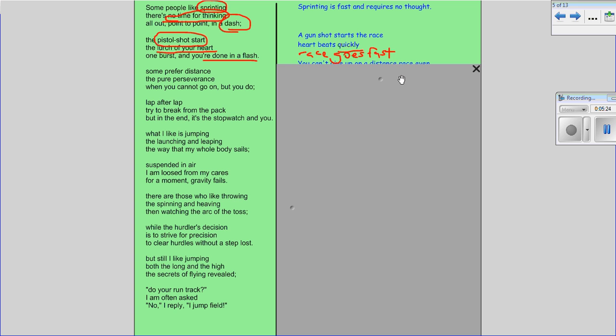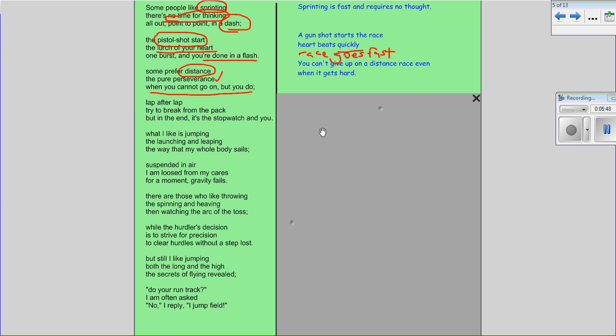All right, our next stanza. "Some prefer distance, the pure perseverance, when you cannot go on, but you do." So you can't give up on a distance race even when it gets hard. So here we know that some people prefer the distance, and that even when it gets really tough, you've got to keep going. And we know that word perseverance really well from our core values.